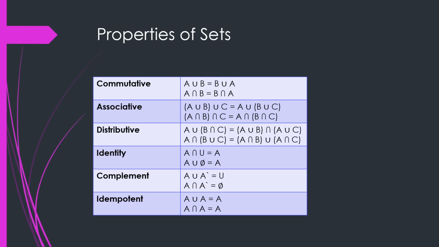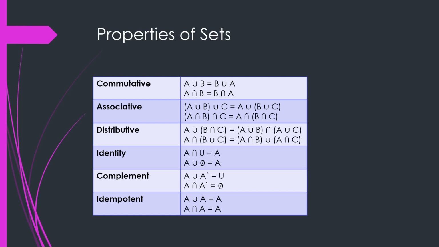The distributive property. Now, this is something you should all be very familiar with from your high school math classes. This is used everywhere when we're talking about multiplying a number by a tuple of some kind. So if we have the union of A and the intersection of B and C, that equals the intersection of the unions of A and B and A and C. And the same thing if we flip it the other way around.